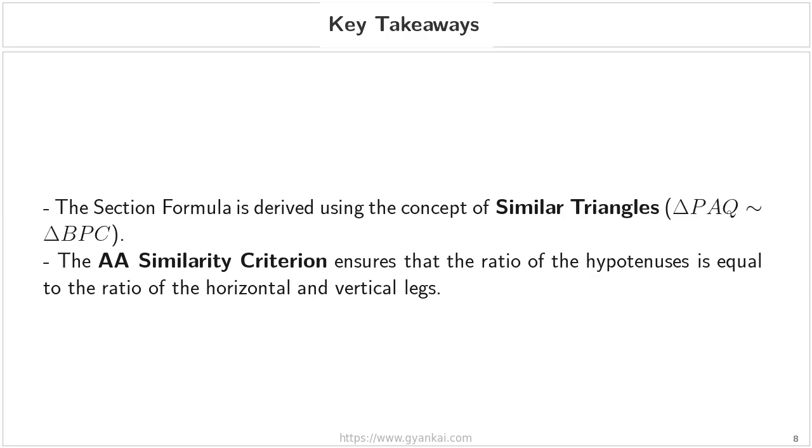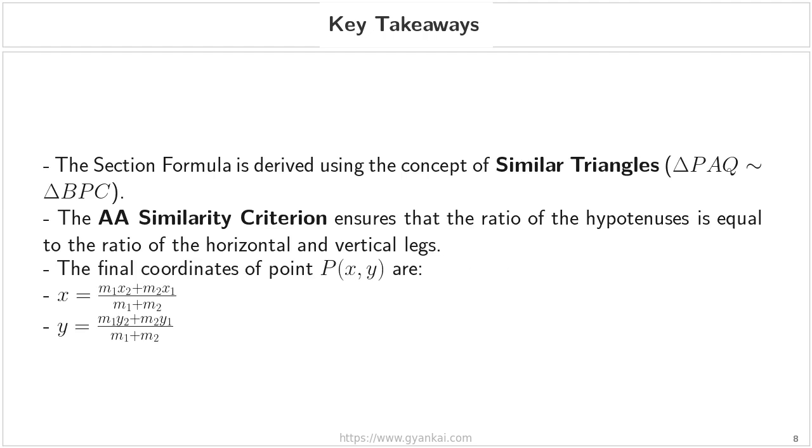This criterion ensures that the ratio of the hypotenuses is exactly equal to the ratio of the horizontal legs and the ratio of the vertical legs. This relationship is what allowed us to set up those algebraic equations in the previous slides. So after all that algebraic manipulation and solving for our unknowns, we arrive at our final powerful result. The coordinates for our point P, which we call x and y, are given by these two formulas.